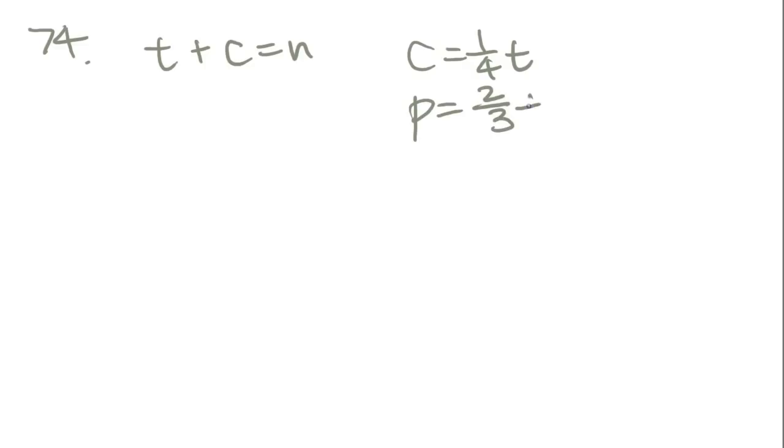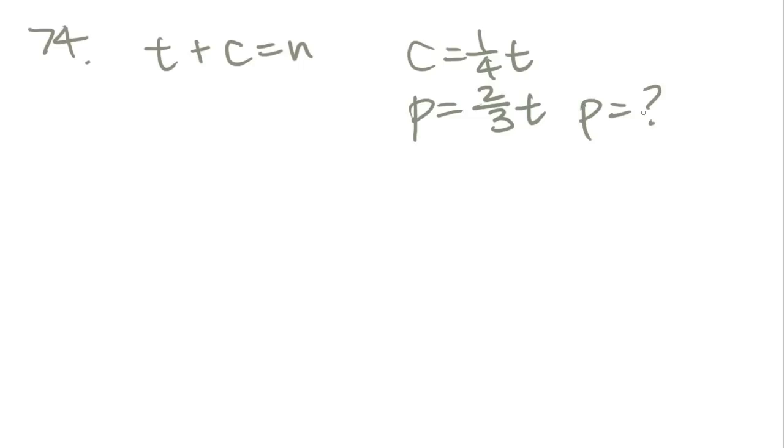Number 74. Total of N trucks and cars, so trucks plus cars equals N. N trucks and cars are parked in a lot. The number of cars is a fourth the number of trucks, so C equals 1/4 T. And 2/3 of the trucks are pickups, so pickups equals 2/3 trucks. How many pickups, in terms of N, are parked in the lot? So P equals what? All right, how do we do this?